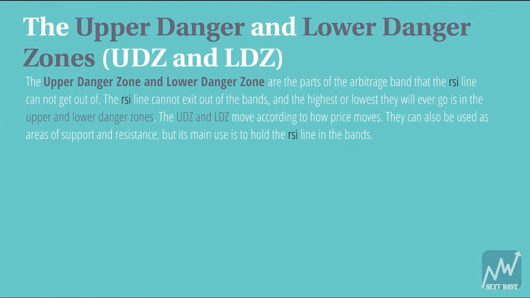Upper danger and lower danger zone, otherwise known as UDZ and LDZ. The upper danger zone and lower danger zone are the parts of the arbitrage band that the RSI line cannot get out of. The RSI line cannot exit out of the bands, and the highest or lowest they will ever go is in the upper and lower danger zones. The UDZ and LDZ move according to how price moves. They can also be used as areas of support and resistance, but its main use is to hold the RSI line in the bands.